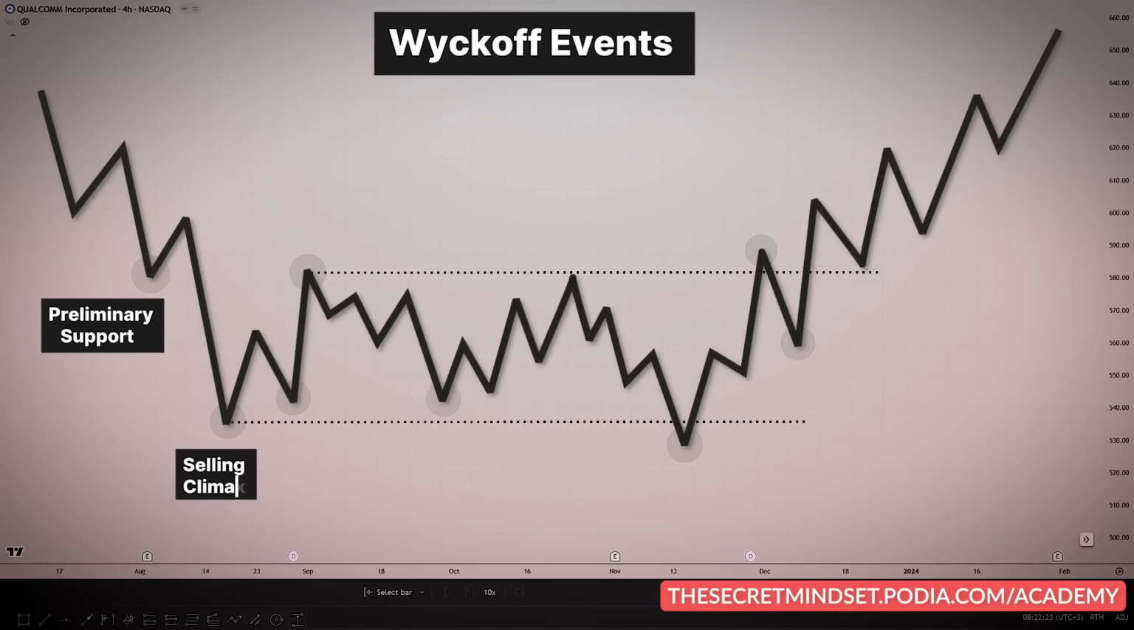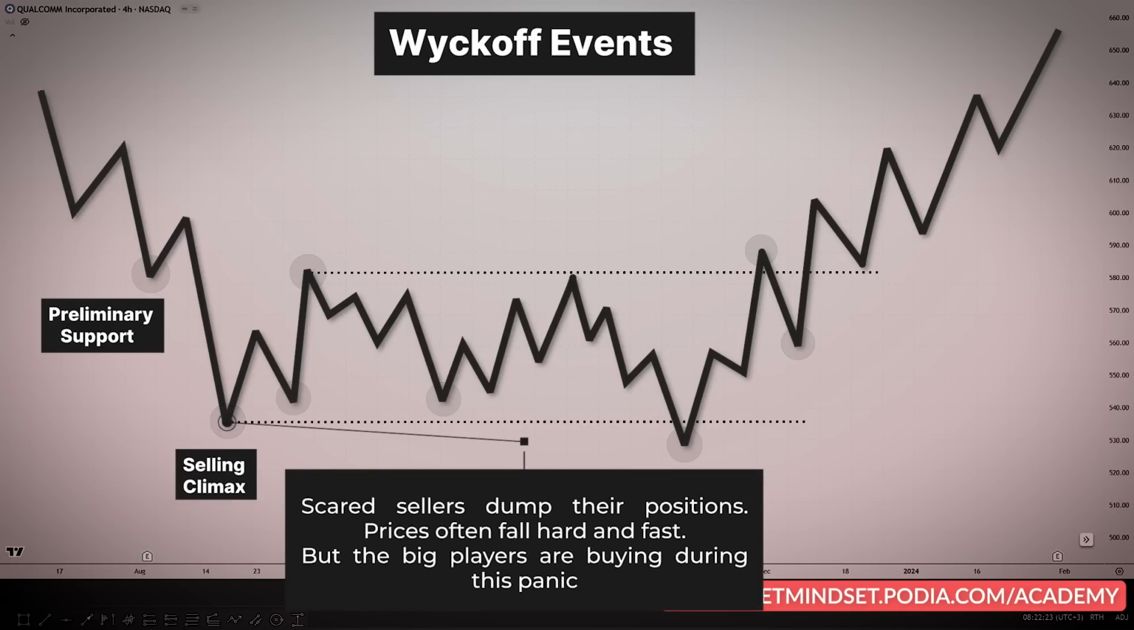Next comes the selling climax. This is a big moment. It's when scared sellers dump their positions. Prices often fall hard and fast, but the big players are buying during this panic. They are getting ready for prices to go up later.